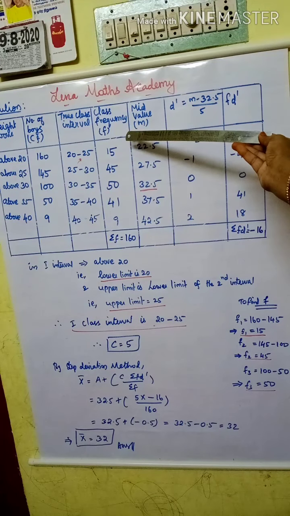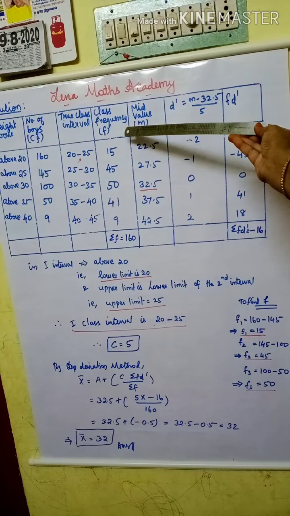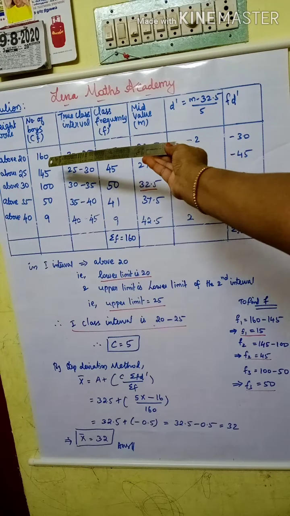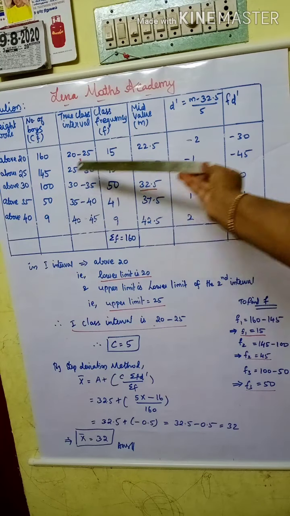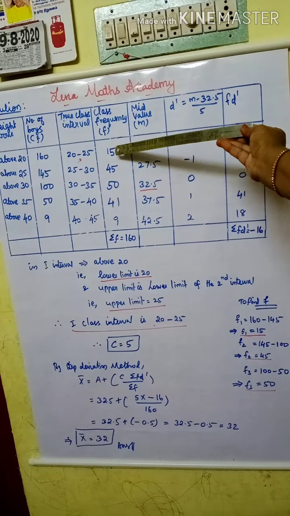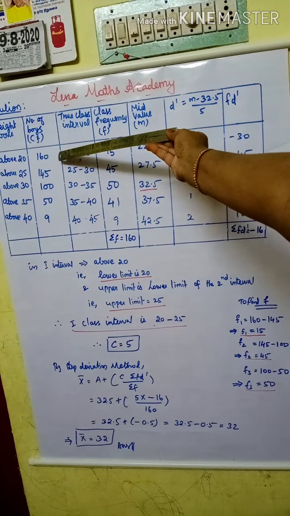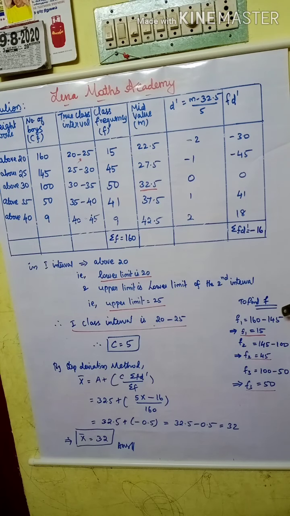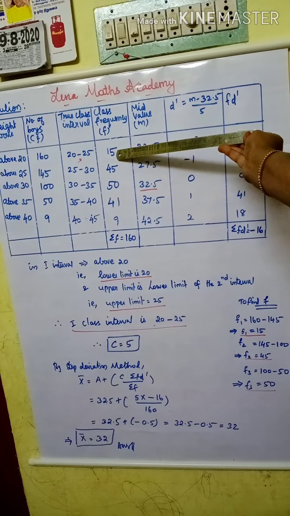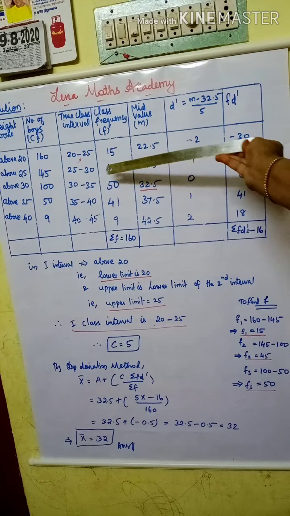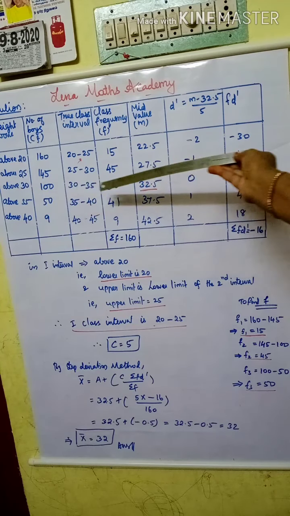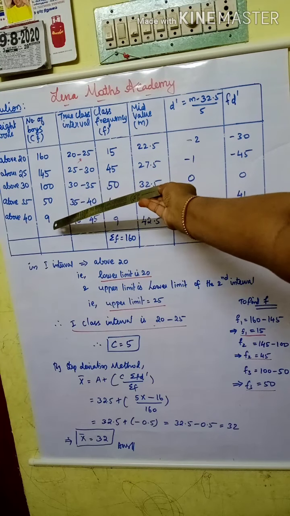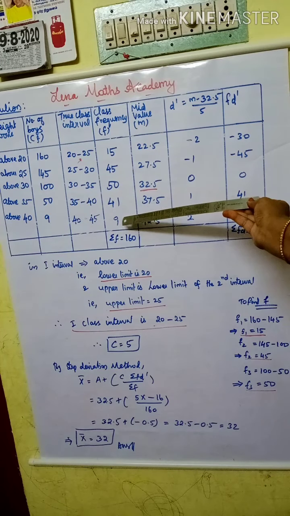Next, we have to find out the class frequency. They have given cumulative frequencies 160, 145, 100, 59. The first class frequency f1 is the cumulative frequency minus the next cumulative frequency. So 160 minus 145 gives 15. Next class frequency, 145 minus 100, 45. Third value, 100 minus 59, 41. Last value, the corresponding value 9.